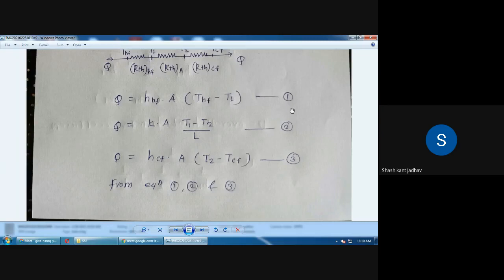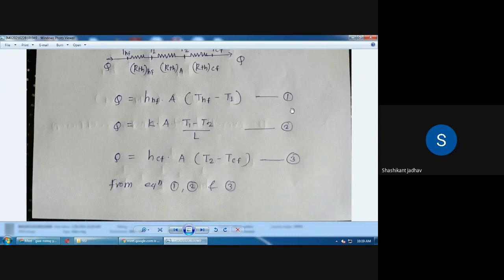Similarly, from equation 2, we write T1 minus T2 is equal to what? T1 minus T2 is equal to Q into L divided by K into A, and that is equation number 5. Similarly, from equation number 3, we write the equation for T2 minus TCF. So T2 minus TCF is equal to Q upon HCF into area, and that is equation number 6.